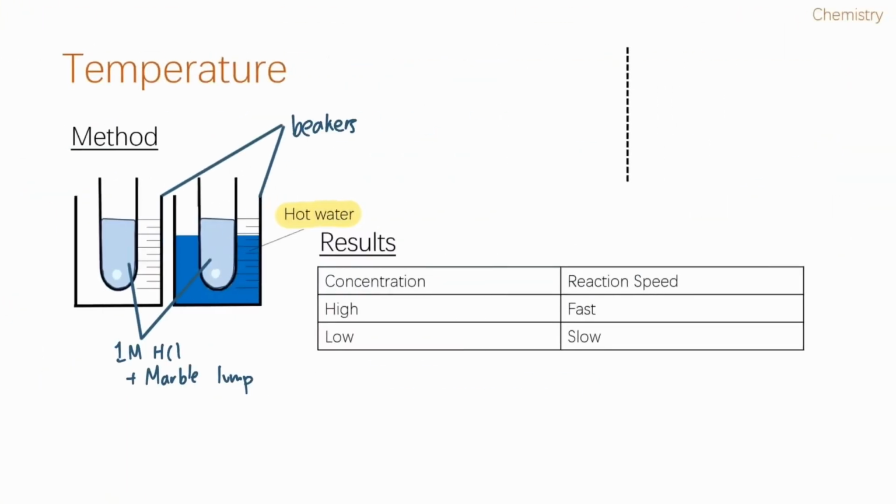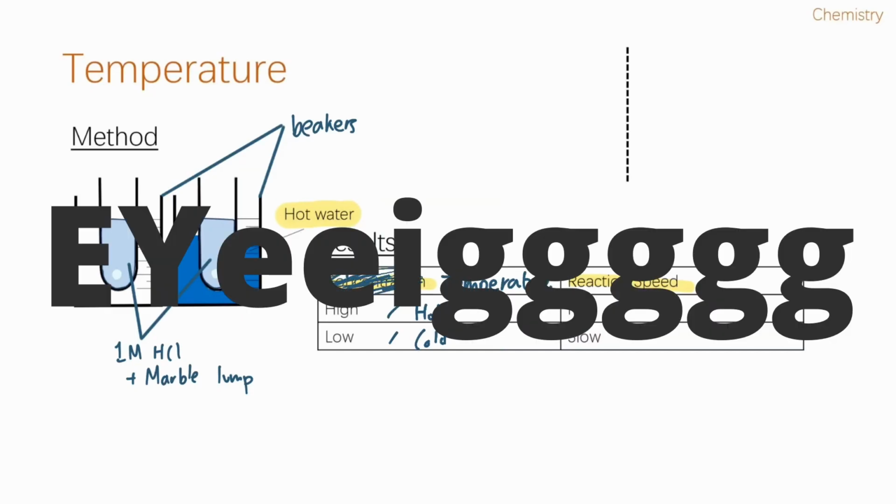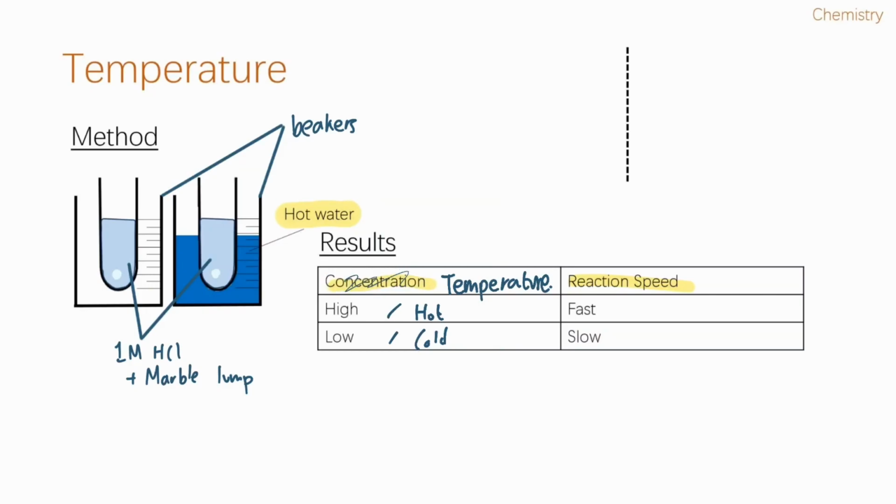Now let's look at the results of the experiment. As the concentration increases, the reaction speed increases. No, this wasn't supposed to be concentration. This was supposed to be temperature. As the temperature increases, it gets hotter, then the reaction speed increases, and vice versa for temperature as well.